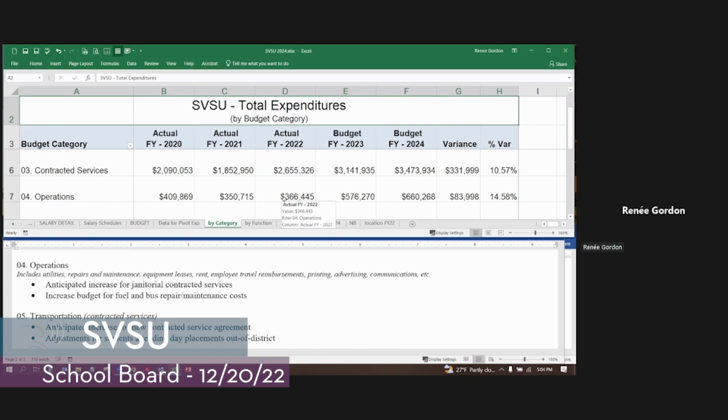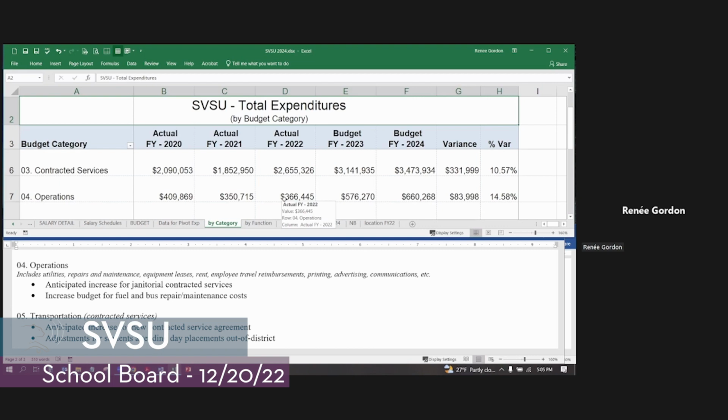So we do have an increase in janitorial contracted services. We have Janitronics that cleans our central office as well as Division Street and the Molly Stark building. So we anticipate an increase from that service. And then also for fuel and bus repair and maintenance costs up in Arlington. So I have factored those in as well. The drivers, however, for the buses are included in the salary and benefits lines, 01 and 02, that we went over previously.